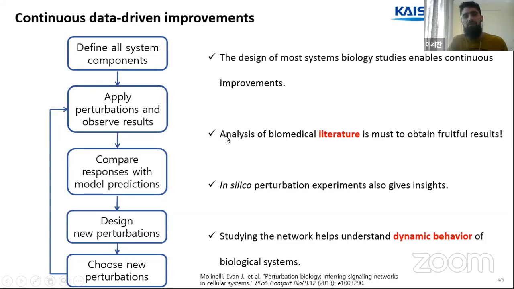So the point is that both prior biological data as well as our in silico experimentation yield some results which are important for the analysis. Studying the biological network actually helps understand the dynamic behavior of biological systems, which is otherwise not possible through a traditional biochemical test, etc.